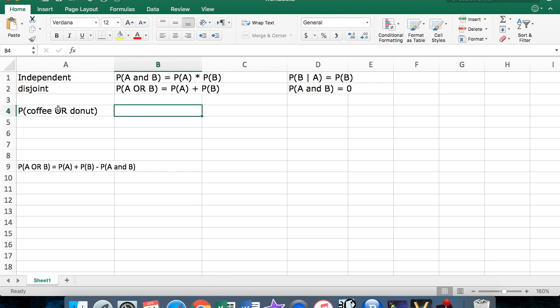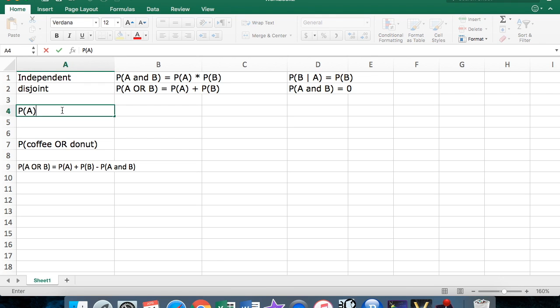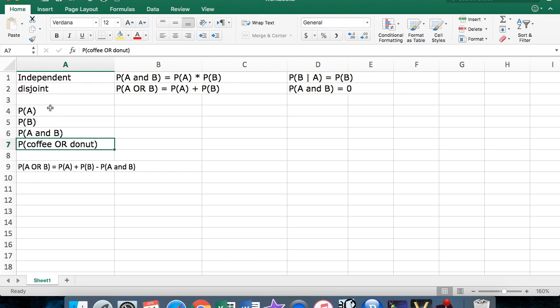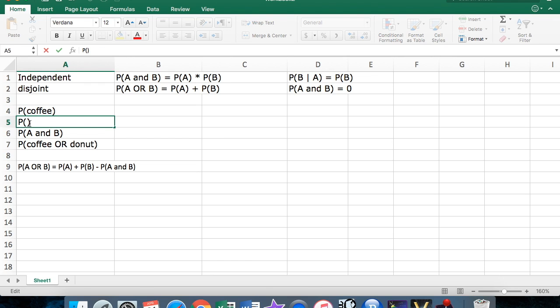So they give us all of the information that we need, right? I'm throwing this down here. They give us the probability of A, the probability of B, and the probability of A and B in the problem. So I've got to change this. Coffee, right? Probability of coffee, probability of donut, probability of coffee and donut.